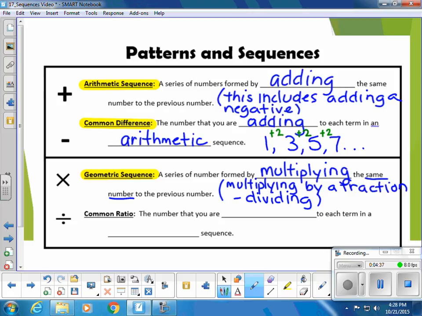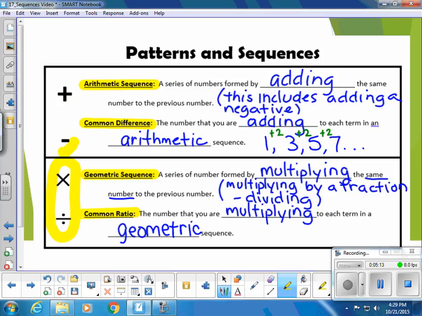So that's what a geometric sequence is. Remember, it's the same number being multiplied each time. And this one, instead of having a common difference, we have what's called a common ratio because we're multiplying. So that is just a fancy way of saying the number that you are multiplying to each term in a geometric sequence. And if you notice over here, put little reminders. So arithmetic is plus or minus or adding a negative. Geometric is multiplying or dividing.